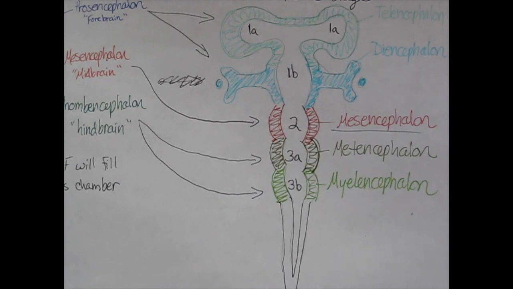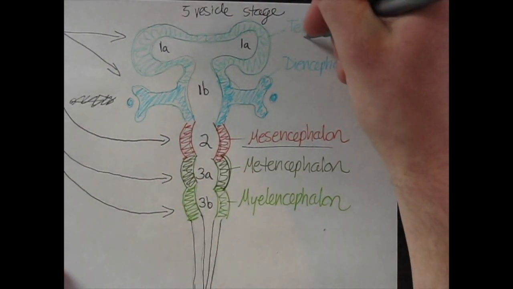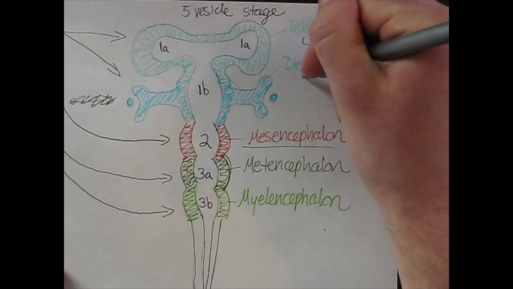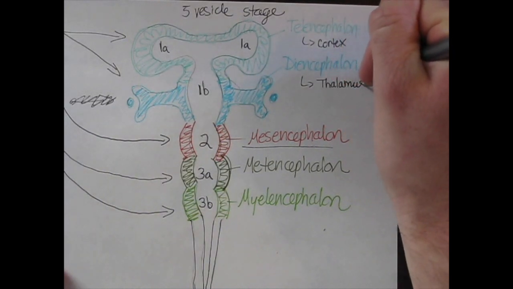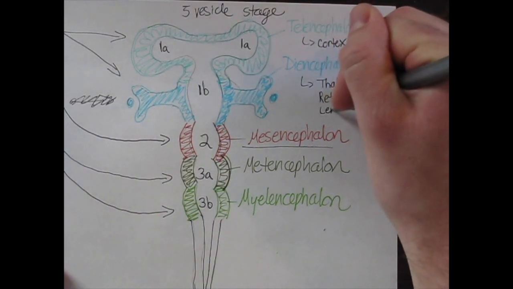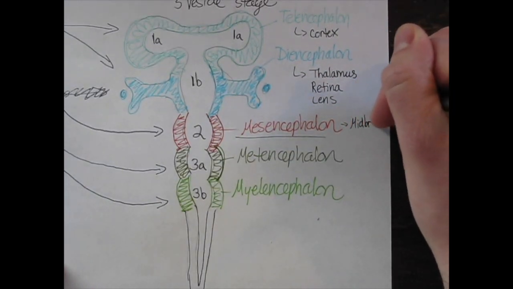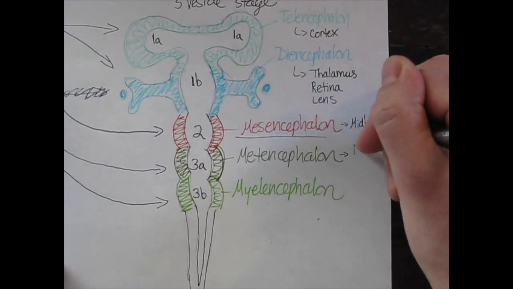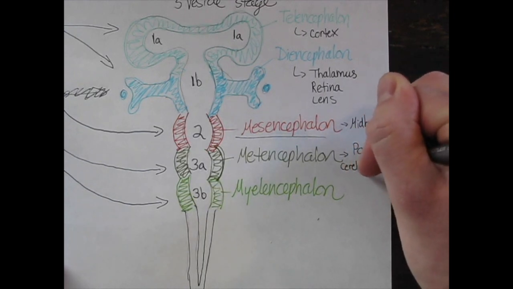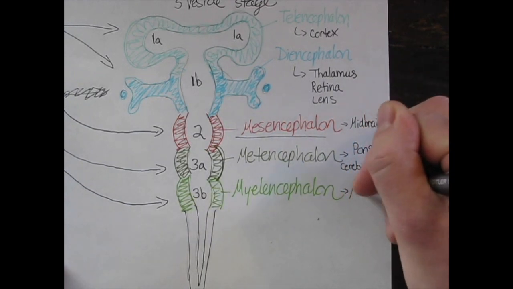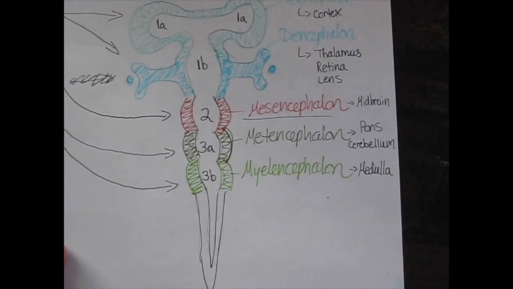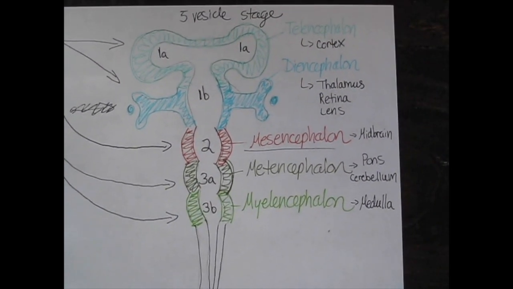Mes, met, and my. Okay, so each one of these bumps will become tissue in the adults. The telencephalon becomes the cortex. The diencephalon becomes the thalamus, retina, and lens. That's why the little chunk is separated. Mesencephalon becomes the midbrain. Metencephalon becomes the pons and cerebellum. And the myelencephalon becomes the medulla. The rest of the tissue will become the spinal cord.